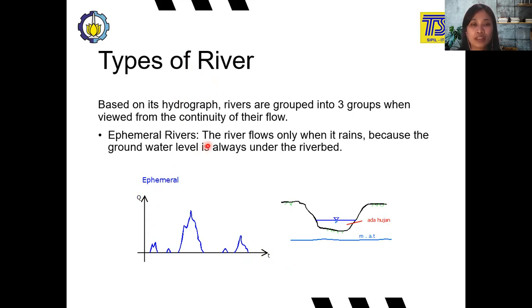For the ephemeral river, this is the river that flows only when it rains, because the groundwater level is always under the river bed. For example, here we have the river cross section. It has the groundwater level below the riverbed. Here we have the groundwater level. When it rains, of course, there is this surface runoff, the water coming in to the river. So there is water flowing in the river. But if there's no rain, there is no water in this river because the water level is below the riverbed.